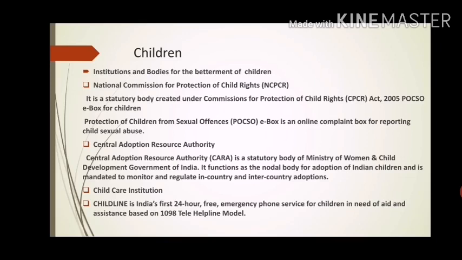And next are child care institutions, then Childline. It is India's first 24-hour free emergency phone service for children in need of aid and assistance, based on the 1098 telehelpline model. So these are the issues associated with children and the various constitutional measures plus governmental mechanisms formulated for the protection of this vulnerable section of the community.